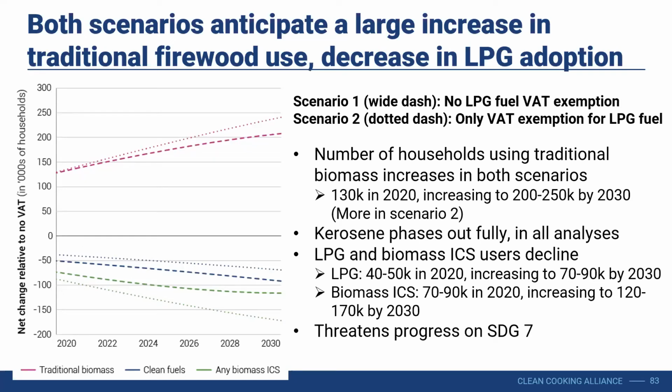And then some of the households who would otherwise use ICS now are going back to traditional technologies. When LPG is taxed, about 90,000 fewer households are primary users of that fuel by 2030. And so progress in meeting SDG 7 is likely to be further eroded by this policy. Next slide.